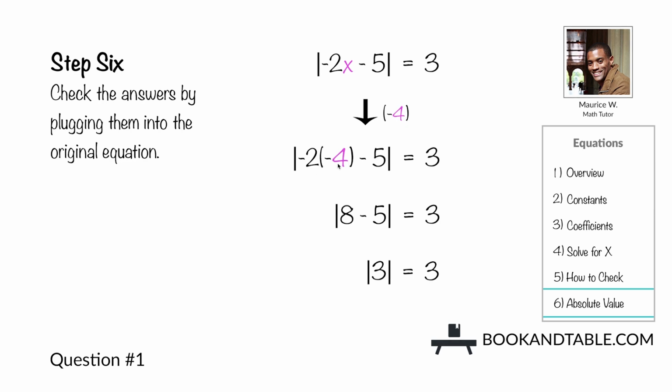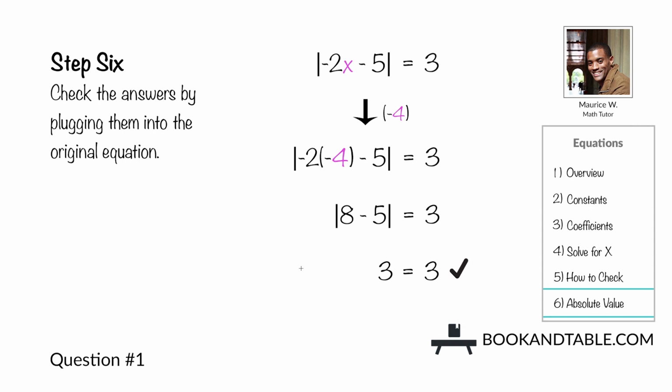Let's check our second answer, negative 4. Negative 2 times negative 4 is positive 8. 8 minus 5 is equal to 3. And the absolute value of 3 is 3. So we confirm that x is indeed equal to negative 4.